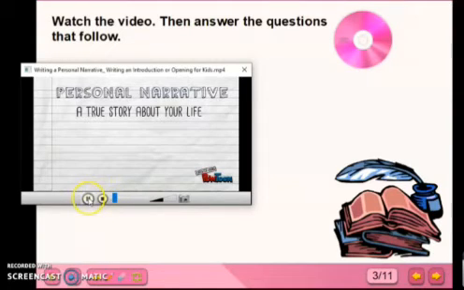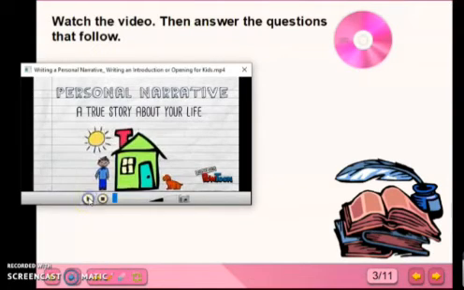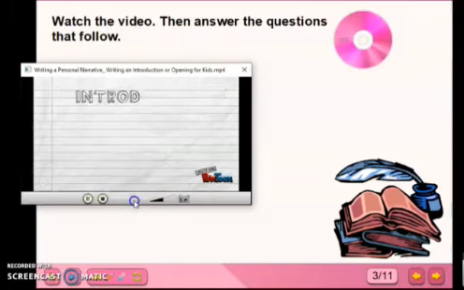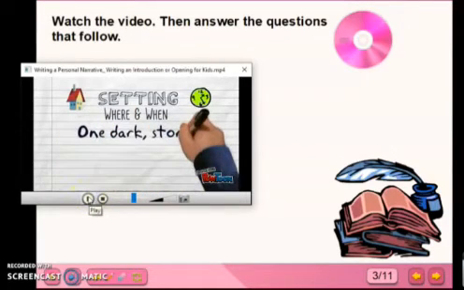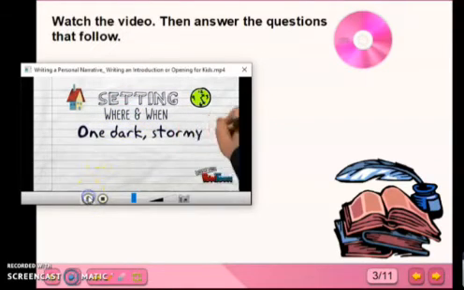So what is a personal narrative? A personal narrative is a true story about your own life. So, with what do we start writing our personal narrative paragraph? With the setting, and the setting is where and when, so place and time.